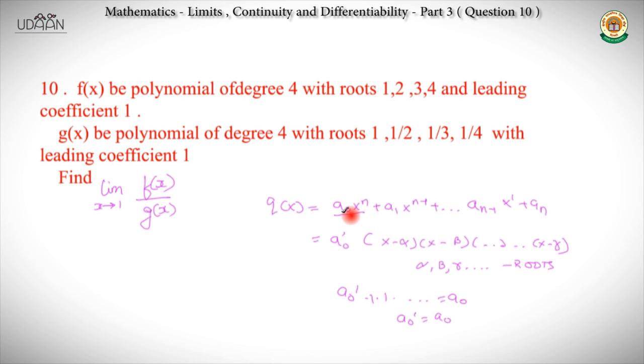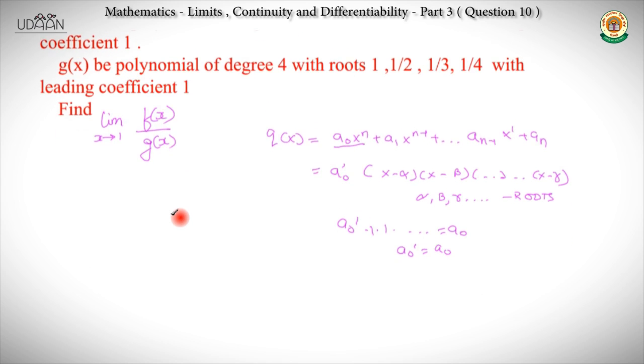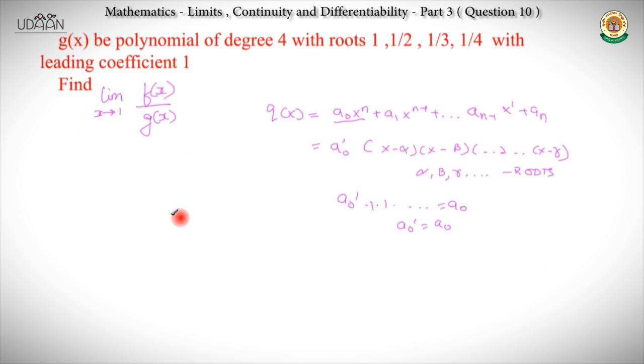Yeah, very true. Okay. So continuing the question, g of x is a polynomial of degree 4 with roots 1, half, 1 by 3 and a quarter with leading coefficient 1. So find limit x tending to 1 of f of x by g of x. Okay, so just now I have discussed some concepts of polynomials. So that's the main crux of this question. Since we know the leading coefficients and the roots, we can get the polynomial equation.